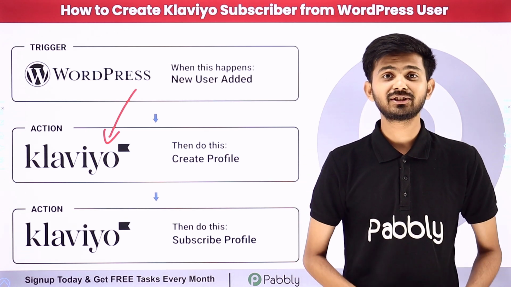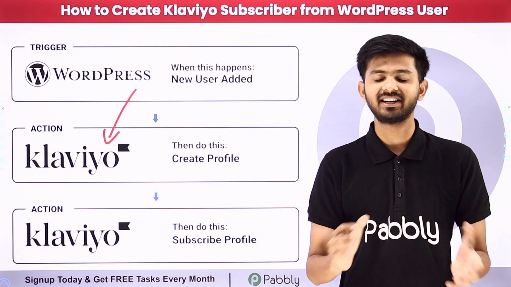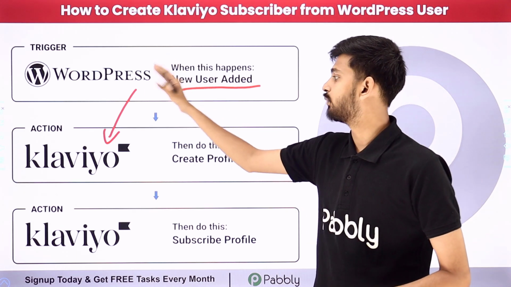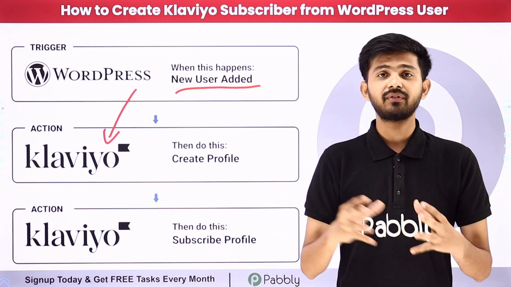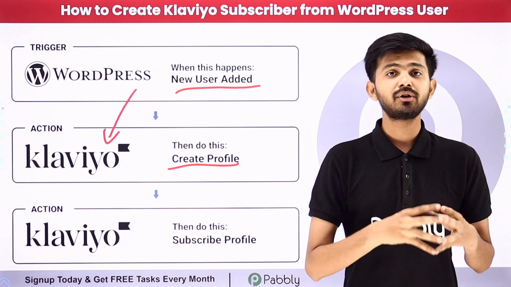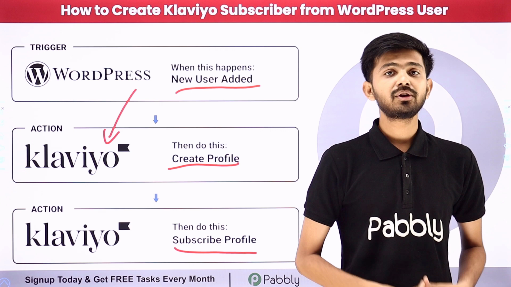So for building this connection, I'm going to use Pabbly Connect, which is an amazing software for automation and integration. Now with Pabbly Connect, as I'm going to get a new user added in WordPress, then automatically I'm going to first create a profile in Klaviyo. And after creating that profile, I'm going to subscribe that profile in Klaviyo. So how am I going to build this connection?